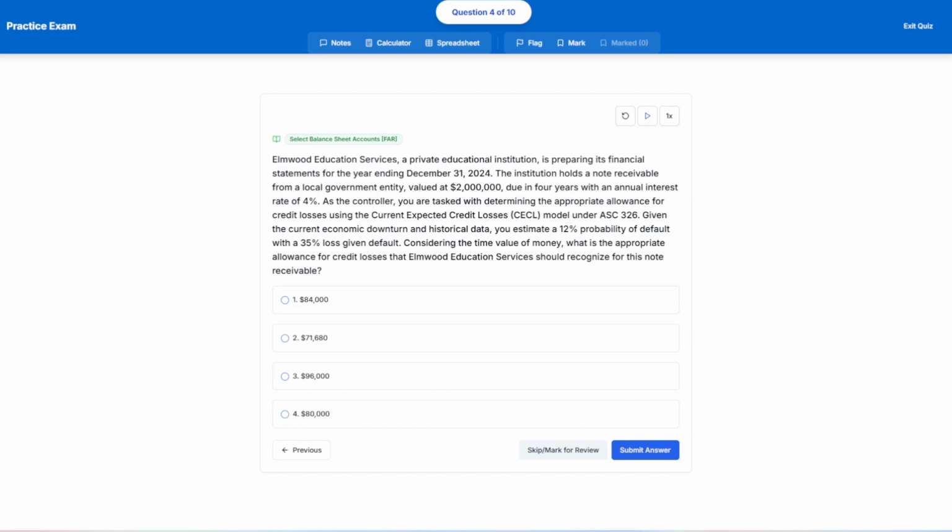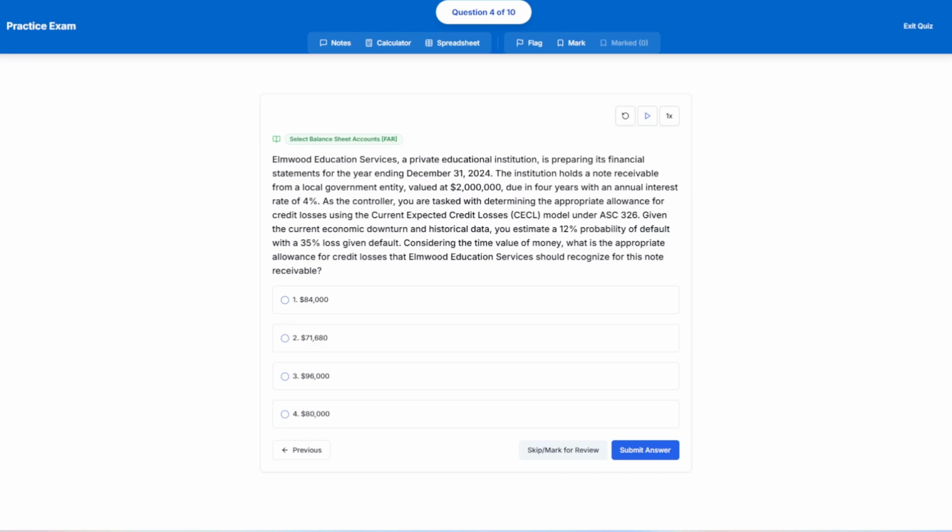$71,680. This result accounts for the time value of money by discounting the expected credit loss of $84,000 back to its present value using the note's interest rate of 4% over 4 years. Given the CECL model's emphasis on such forward-looking calculations, this option aligns perfectly with the standard's requirements.